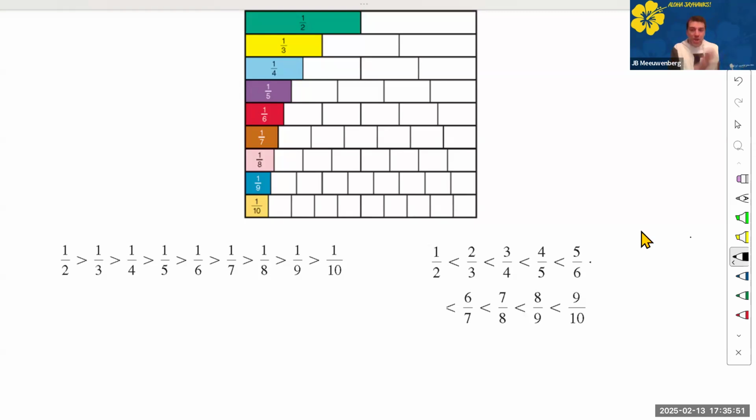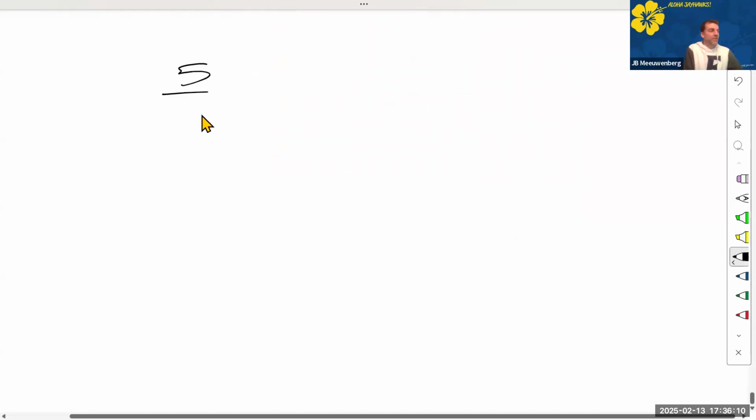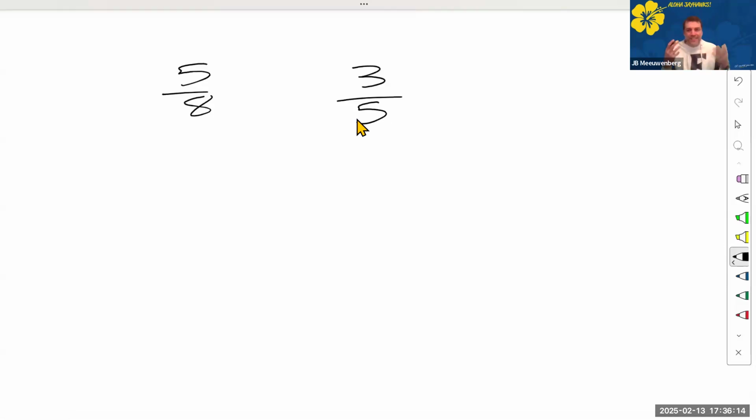Now, another way to compare to see which fraction is bigger is to get those common denominators. We looked at that earlier, but we're going to just extend that one little bit further. So I'm going to have you look at two fractions here, 5/8 and 3/5. And at first glance, it's hard to tell which one's bigger if you don't already know. So if we get those common denominators, it'll be much easier to tell.